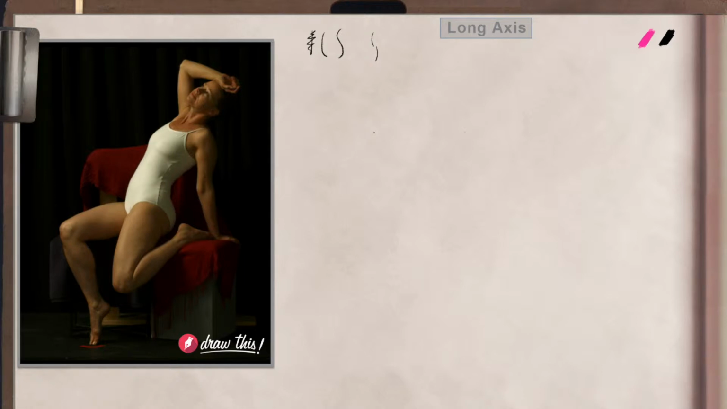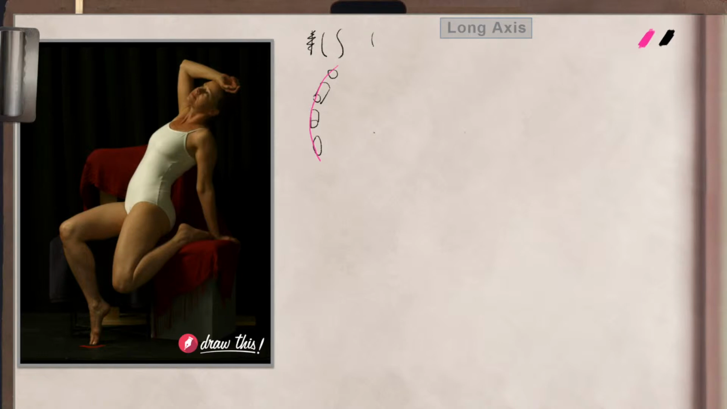I'll do a little diagram here. Part, part, part, part, part, part. And gesture connects them all, right? This could be a finger, this could be the torso and the hip. So that's the idea, okay? With the long axis, we want to make it as long as possible. Basically, you never want to break it. And two, every section has a long axis.